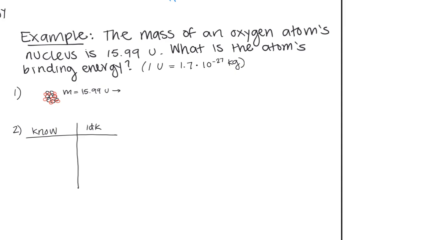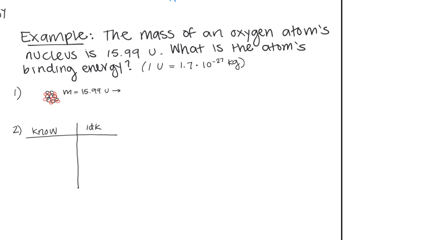All right, so this problem says the mass of an oxygen atom's nucleus is 15.99 U, or atomic mass units. What is the atom's binding energy? And I did include the conversion, which says that 1 atomic mass unit, or 1 U, is equal to 1.7 times 10 to the negative 27th kilograms. So the very first thing that I've done is I've drawn our oxygen atom in step number 1. And I have also written out its mass in atomic mass units, which is 15.99 U.